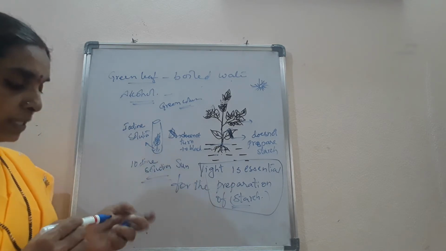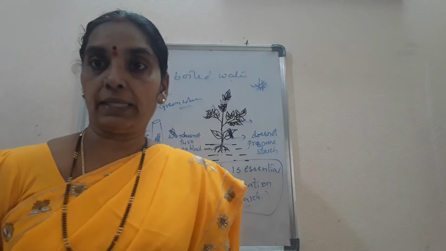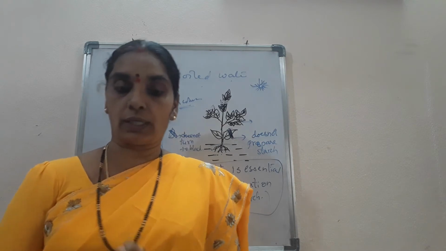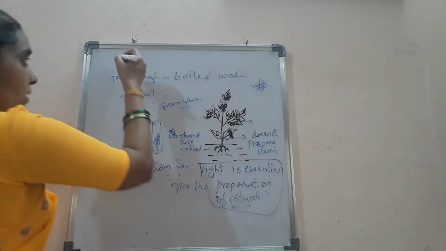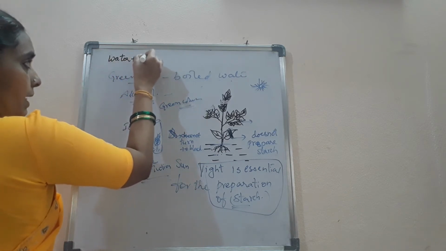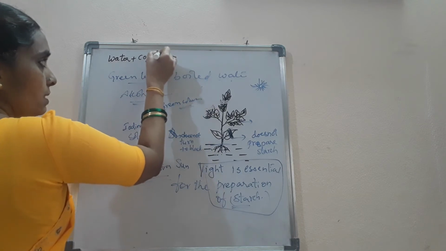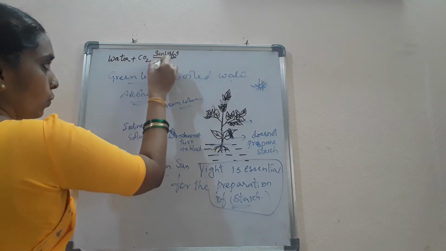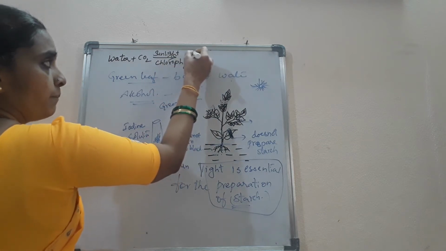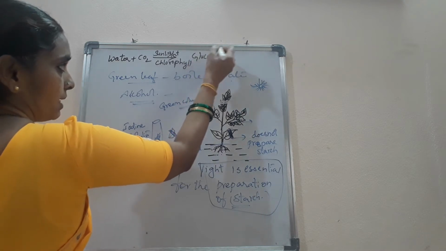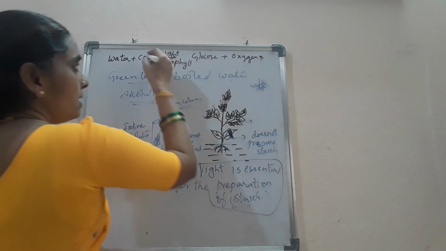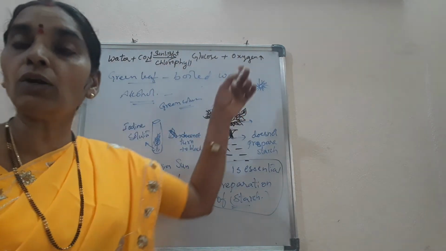Is it clear, children? Once again I repeat this experiment. What is this experiment? Whether light is essential for the preparation of starch or not. In the photosynthetic equation, what is the photosynthetic equation? Water plus carbon dioxide, in the presence of sunlight and chlorophyll, prepares glucose or starch and gives out oxygen. It takes in carbon dioxide and gives out oxygen.